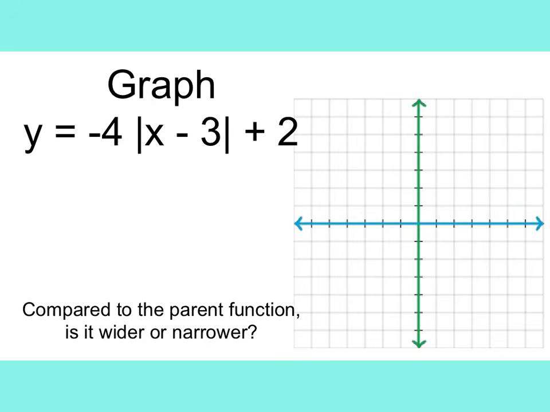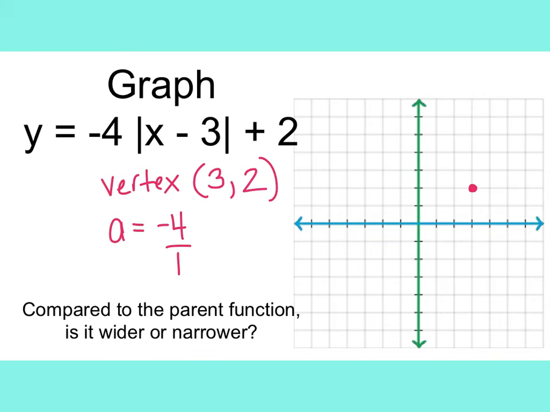Let's do another practice one here. So our vertex, let's start by identifying that. Opposite same would be positive 3, positive 2. So I'm going to go right 3, up 2. And the slope of my right ray is negative 4. I'm going to make that a fraction, negative 4 over 1. So I'm going to go down 4, right 1. Right here.